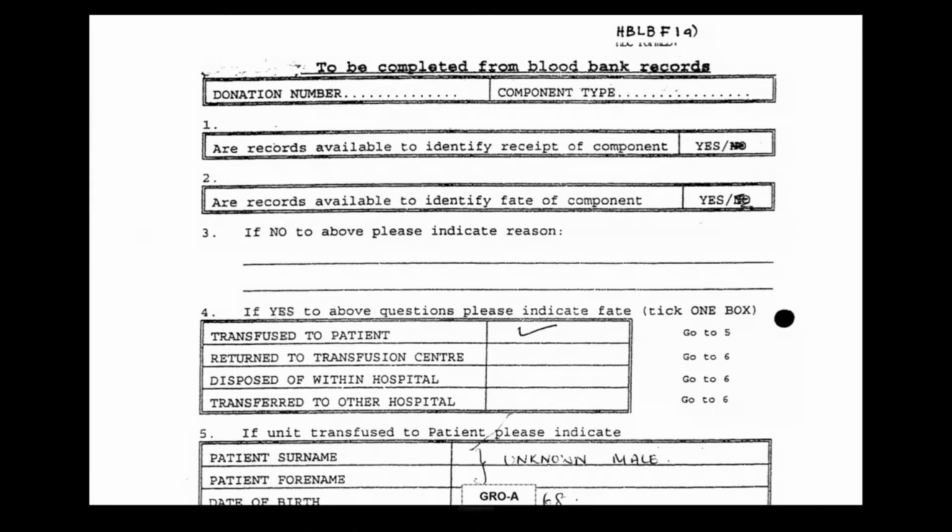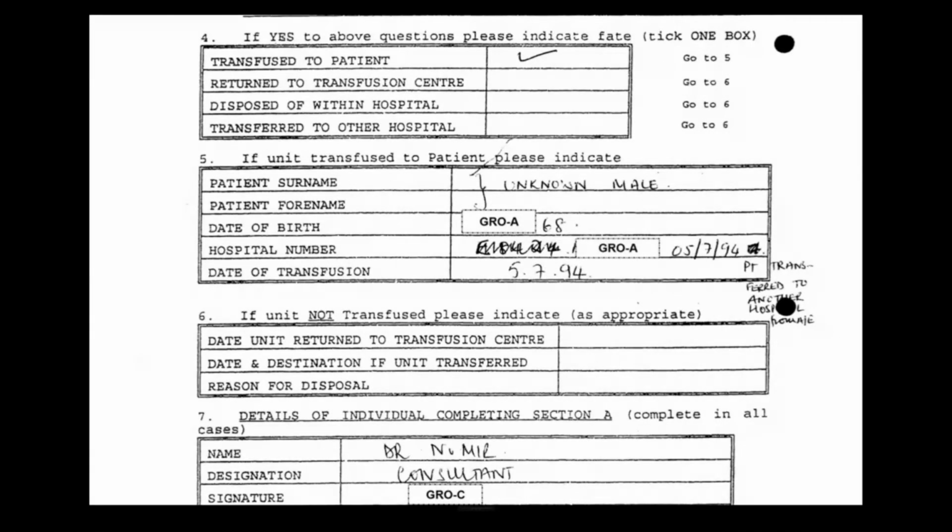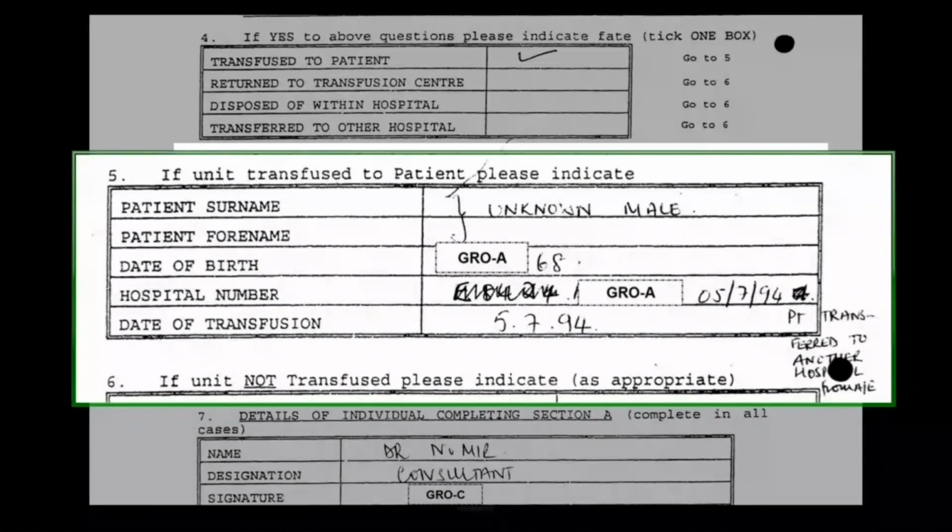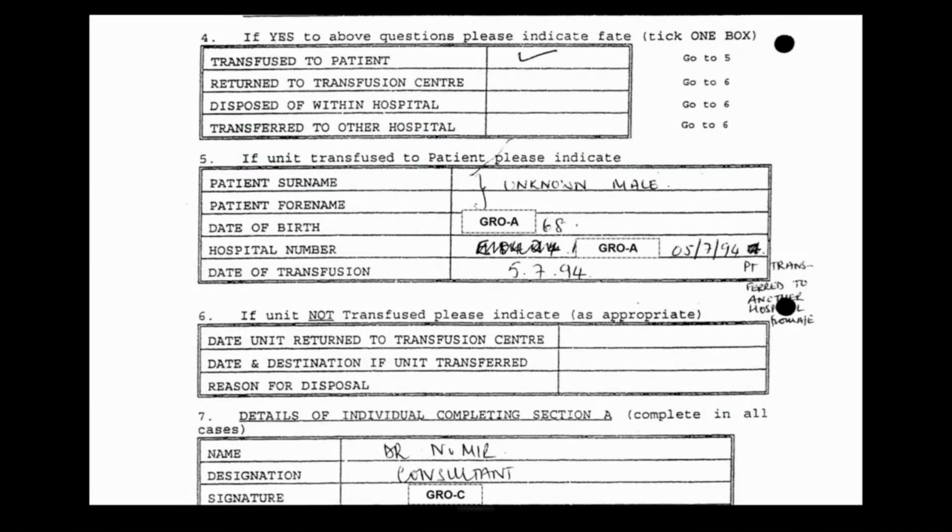But if we go to point 5, we can see that in relation to the patient's surname and forename, it's simply written "unknown male," and then a note on the side, "patient transferred to another hospital from A&E." So again, another example of the limited information that was being identified in relation to some recipients.